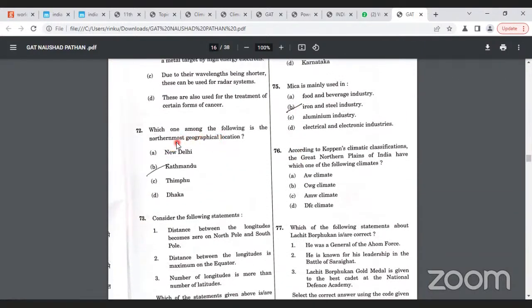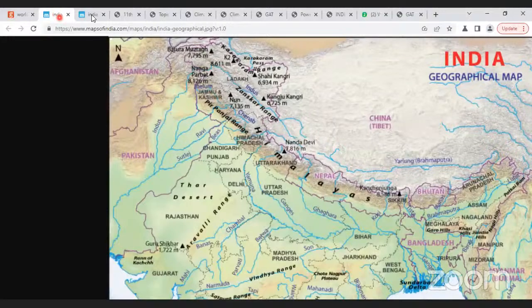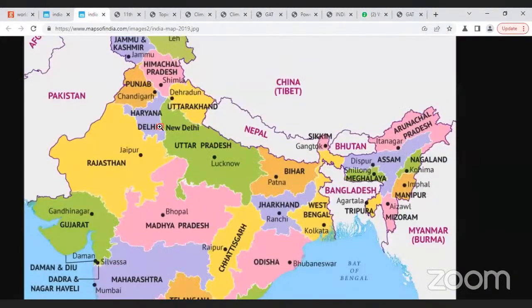72. Which one among the following is the northernmost geographical location? We already checked out over here. No, over here. This is where we went. This is Delhi, and it is higher than Kathmandu and Thimphu both. And Dhaka is not even in the competition yet. So in case of latitudes, the northernmost is going to be Delhi.